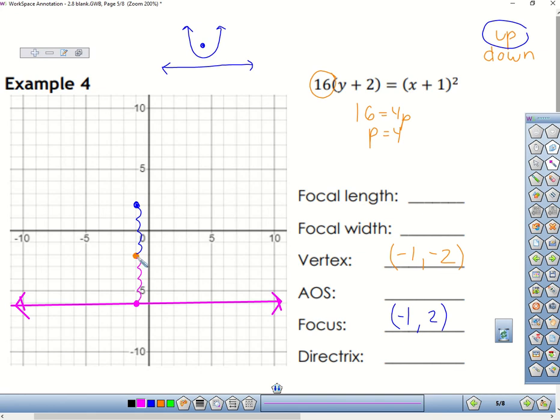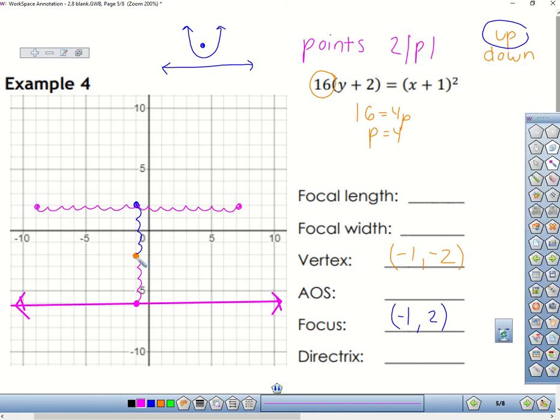So now we need to find the points on each side. So the distance to find the points, you always go 2 times the absolute value of p on each side. So what's the absolute value of p? 4. What's 4 times 2? 8. So 8 units this way. 1, hang on, my mistake. From the focus. That's not the focus. 1, 2, 3, 4, 5, 6, 7, 8. 1, 2, 3, 4, 5, 6, 7, 8.